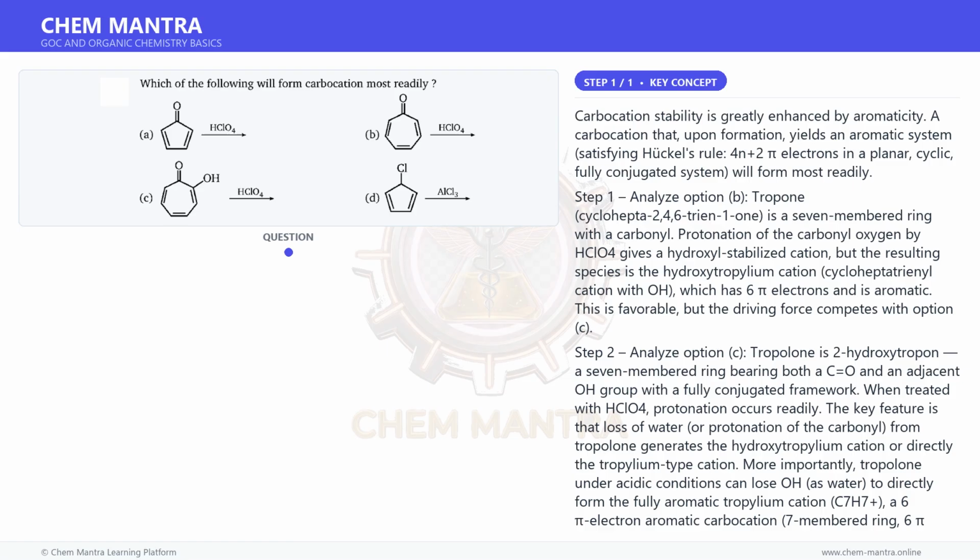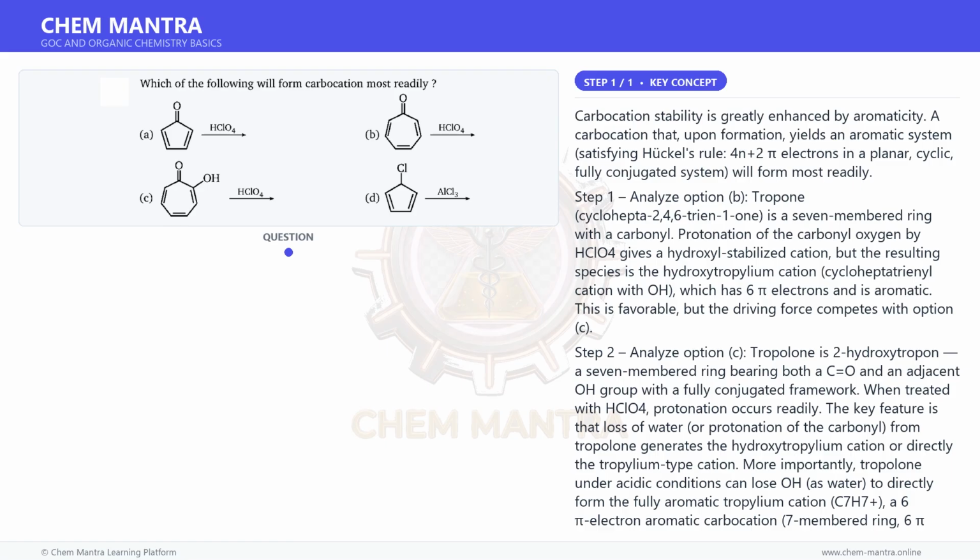C7H7+, a 6 pi electron aromatic carbocation, 7-membered ring, 6 pi electrons, 4n plus 2 with n equal to 1. The presence of both OH and C=O on adjacent carbons of the 7-membered conjugated ring means that protonation and loss of water yields the stable aromatic tropylium cation immediately. This is the most favorable pathway because the product carbocation is fully aromatic.